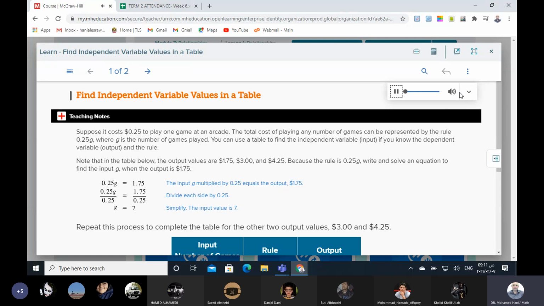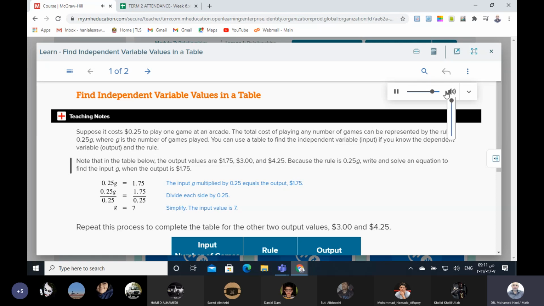Find independent variable values in a table. Teaching notes. Suppose it costs 25 cents to play one game at an arcade. The total cost of playing any number of games can be represented by the rule 0.25g, where g is the number of games played. You can use a table to find the independent variable, input, if you know the dependent variable, output, and the rule.